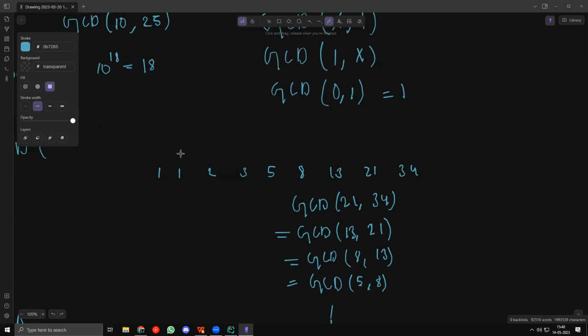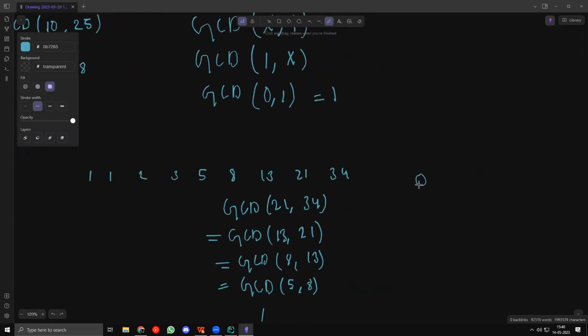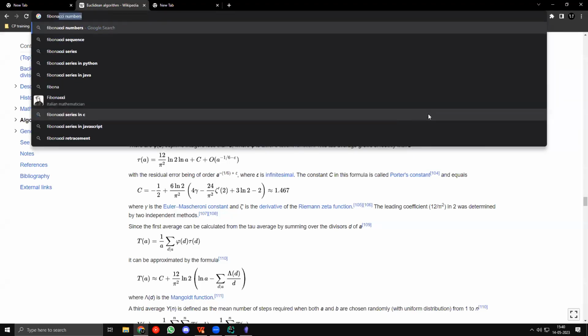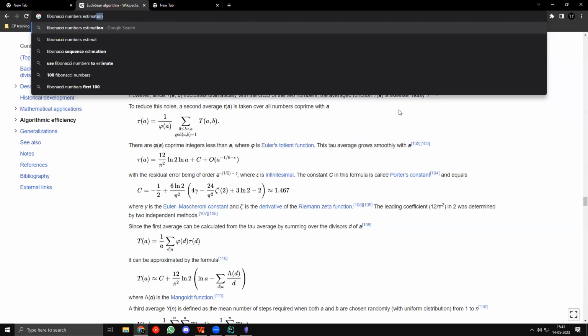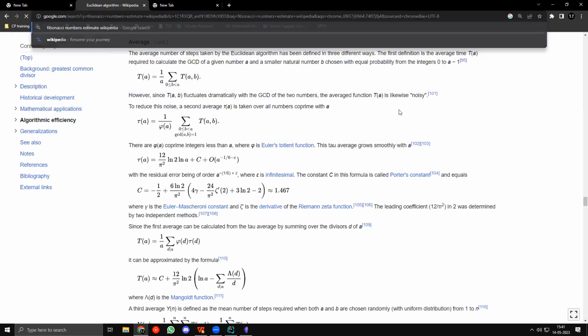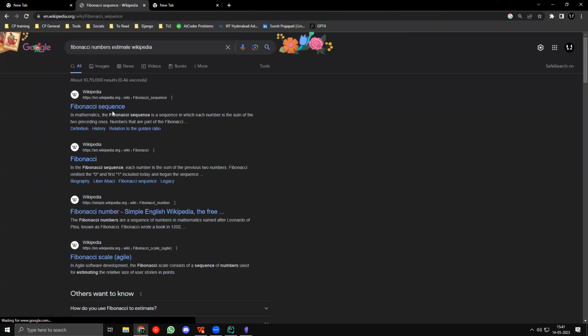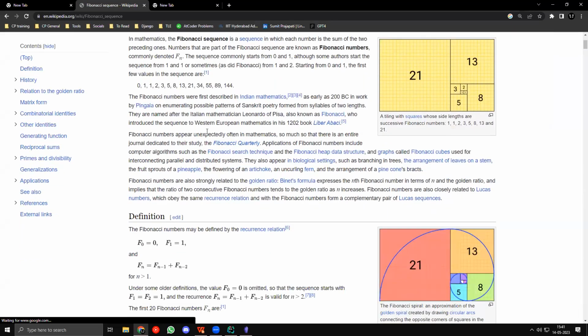Because of the Fibonacci sequence, this is actually the golden ratio. The Fibonacci sequence can be approximated by the golden ratio, which is like some number to the power of n or something like that. I am not very sure. Let me just Google this: Fibonacci number estimate.